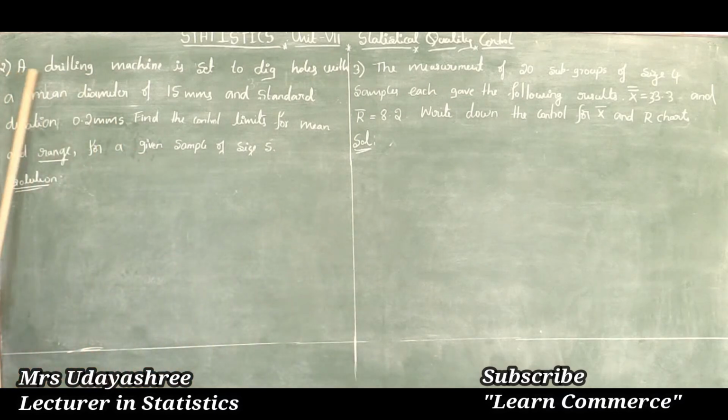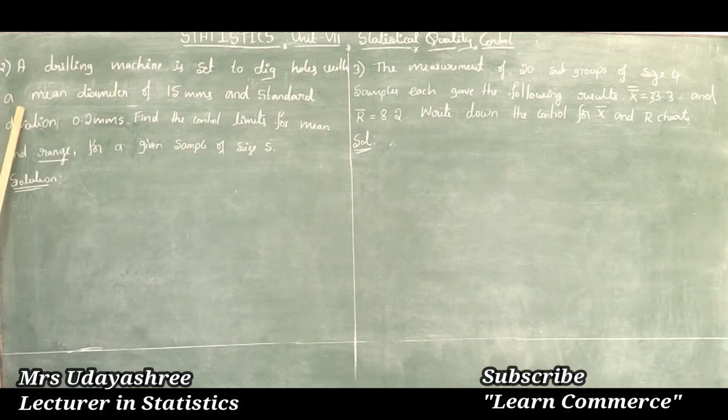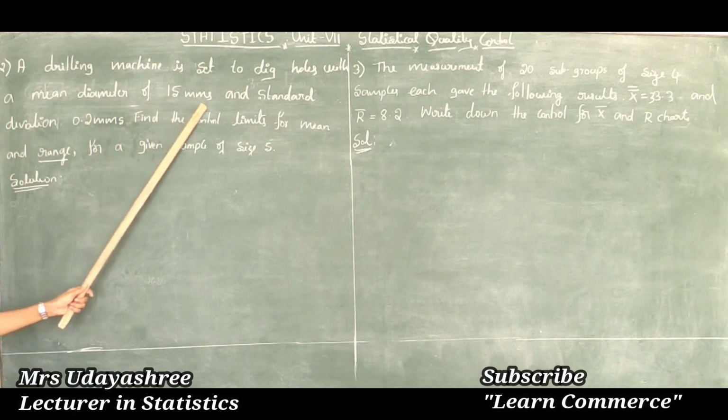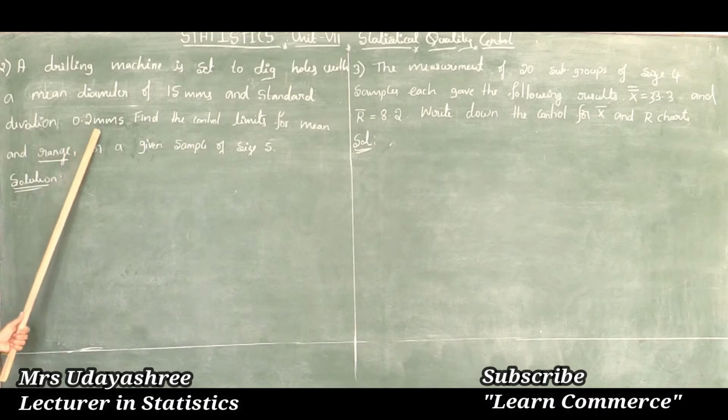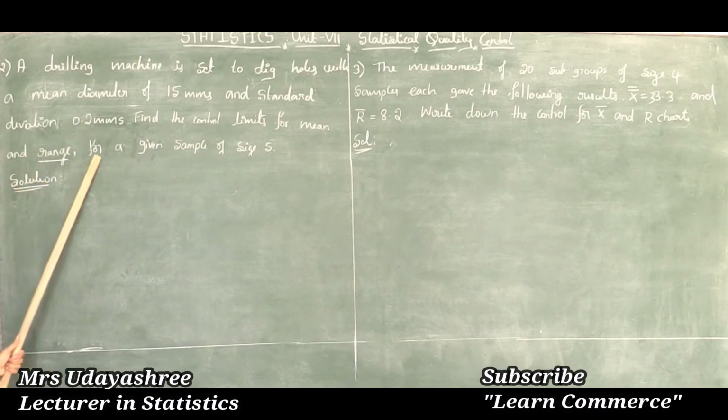Our drilling machine is set to dig holes with a mean diameter of 15 millimeters and standard deviation 0.2 millimeters. Find the control limits for mean and range for a given sample of size 5.